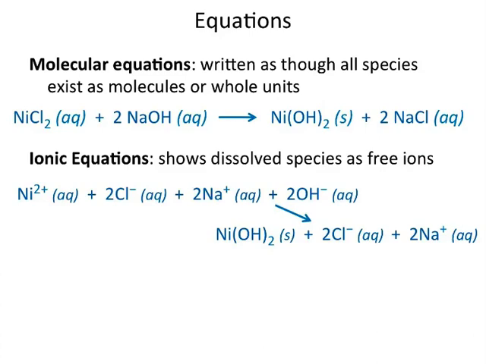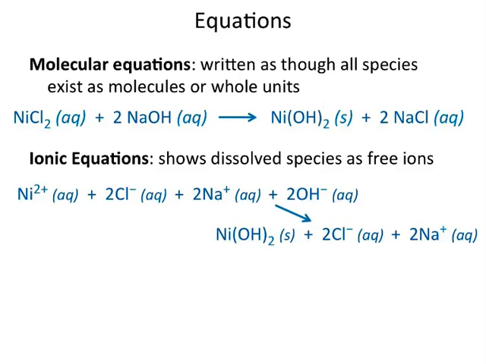The nickel hydroxide, nickel 2 hydroxide is a solid, and then sodium chloride is aqueous. Perfect. Now, ionic equations, or sometimes this is called a total ionic equation, this will show all of the species that are soluble dissociated as their free ions. And keep in mind, if you have 2 sodium hydroxide, it means you make 2 sodium and 2 hydroxide.